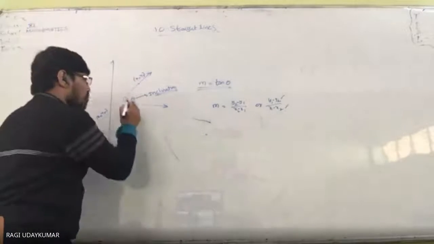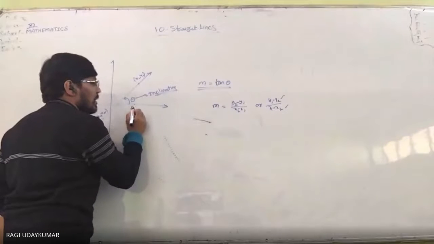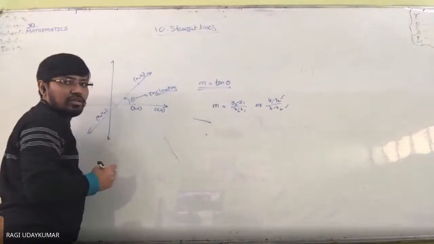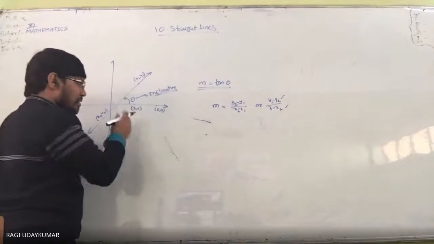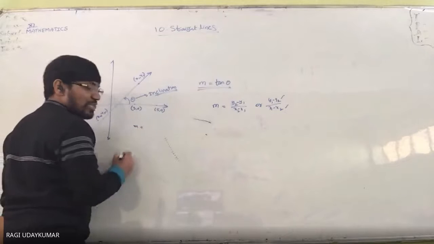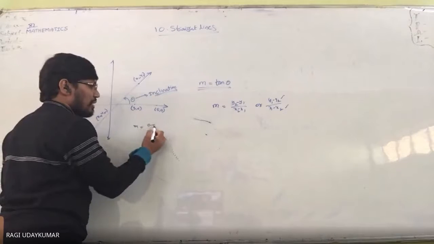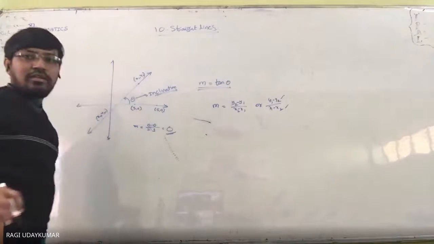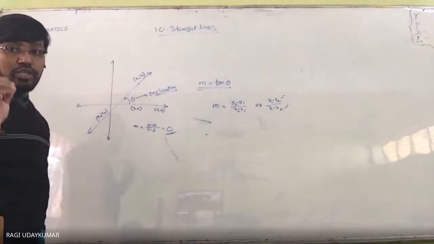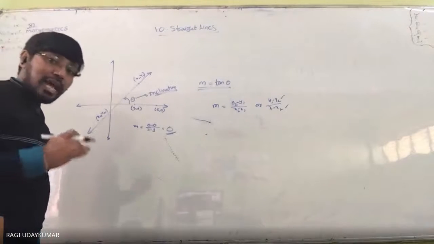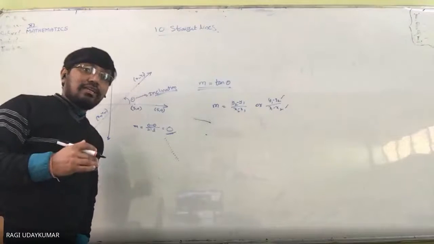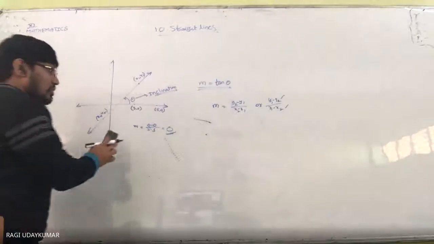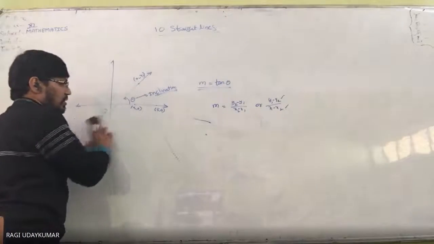Or take any two points on the x-axis, say 3 comma 0 and 5 comma 0. Then the slope of the x-axis is y2 minus y1, 0 minus 0, by 5 minus 3, so you get 0. So the slope of the x-axis is 0. And not only that, if two lines are parallel, then their slopes will be equal.